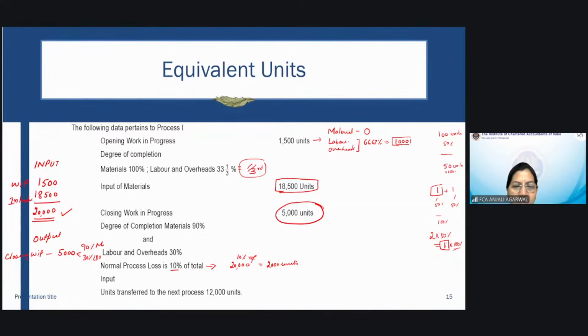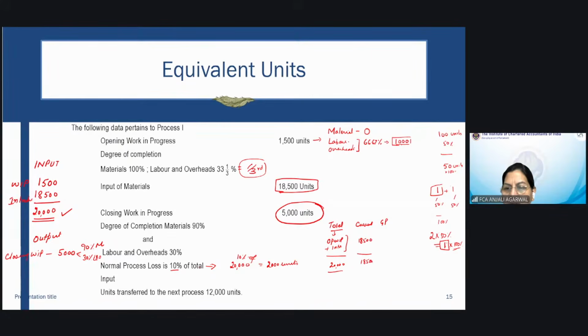The normal process loss may also be given as 10% of current input. In that case, it would have been 10% of 18,500, which is 1,850 units. And normal loss can also be given as a percentage of gross production. So either it can be given for total input or for current input. If total input, we have opening WIP plus introduced, that is 20,000. If the normal loss was given for current input, we would have taken only 18,500.